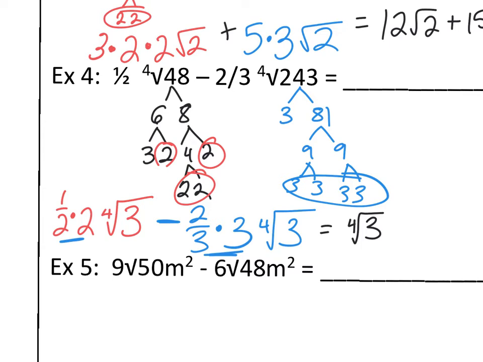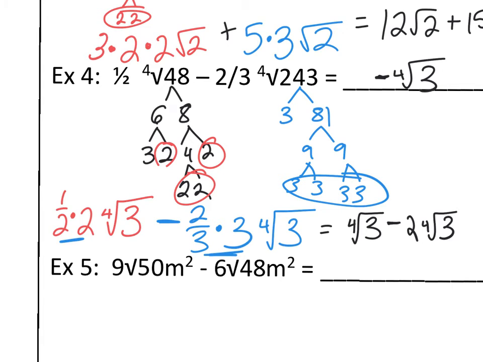Okay, 2/3 times 3. So you could type that in your calculator, 2/3 times 3, and that gives you what? 2. 4th root of 3. So we've got 1 4th root of 3 minus 2 4th root of 3. How would I simplify that? Yep, a negative 1 or just a negative 4th root of 3.